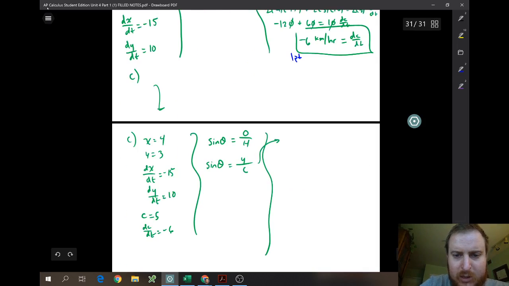So we're going to take the derivative of both sides. The derivative of sine is cosine of theta, times d theta/dt. And then that's going to be equal to, now we're going to have to do quotient rule. So low d high is going to be dy/dt.